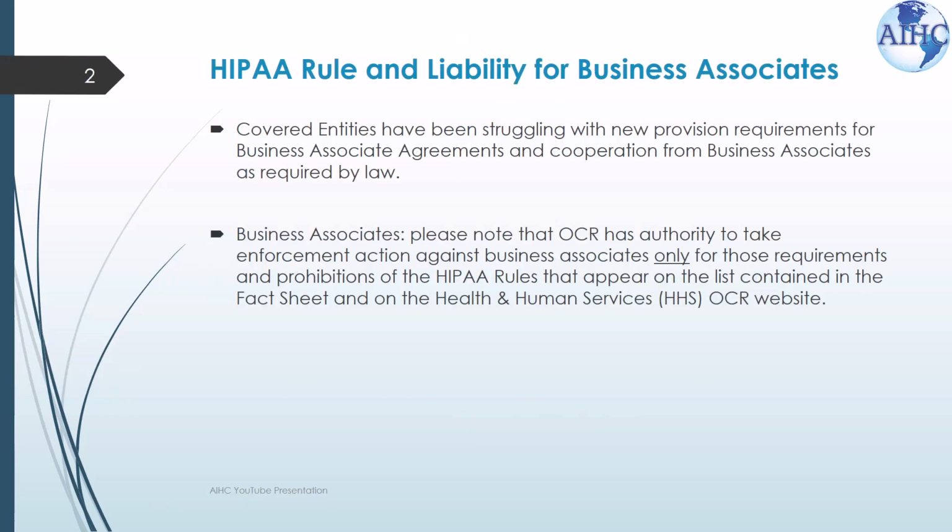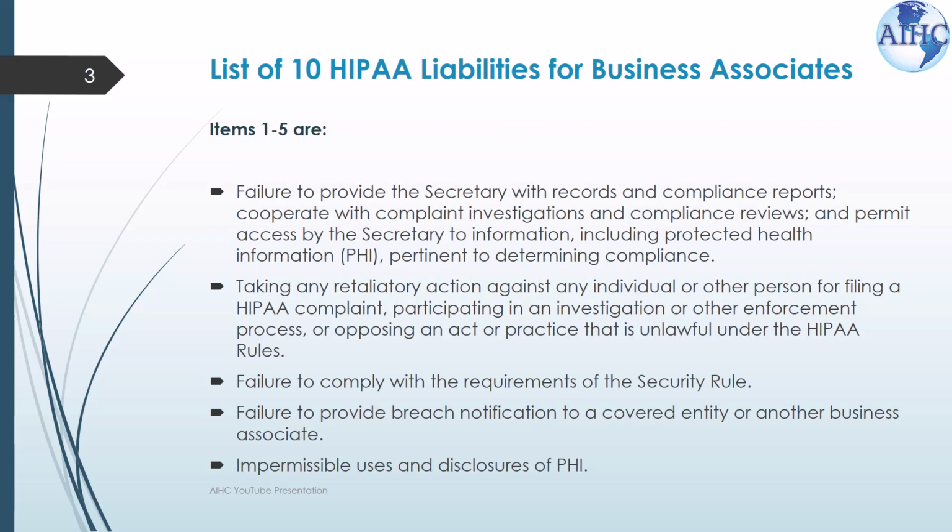Since 2013, covered entities have been struggling with new provision requirements for business associate agreements and cooperation from business associates as required by law. Business associates, please note that OCR has authority to take enforcement action against business associates only for those requirements and prohibitions of the HIPAA rules that appear on the list provided in the fact sheet that we're going over today. There are 10 specific items listed on the OCR website and in the fact sheet, and we're going to go over the first 5 right now.